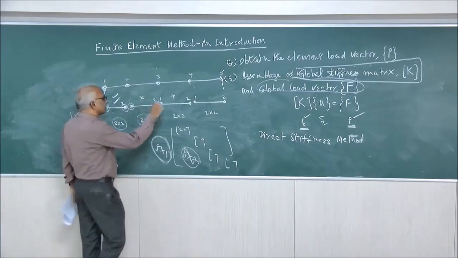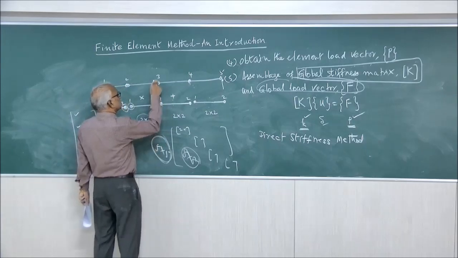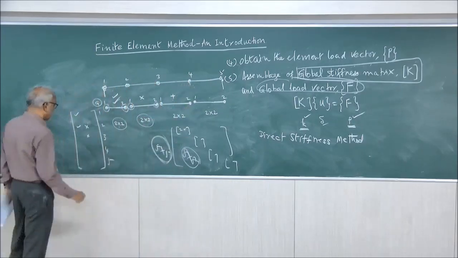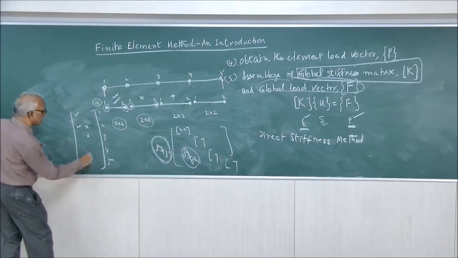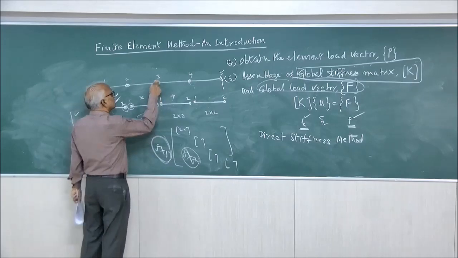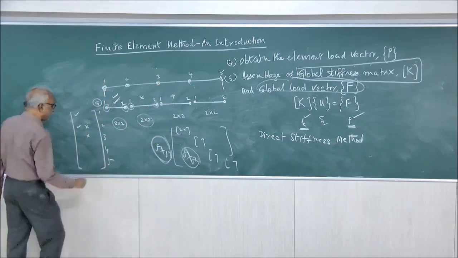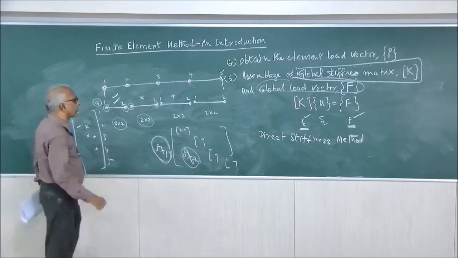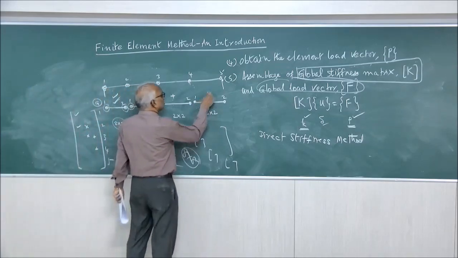Now for element number 3, 1 contributes to structure 3 and 2 contributes to structure 4. Therefore, that is marked with a plus. This 1 corresponds to this 3. Therefore, this is plus. This is also plus. Now, this we will use hash.